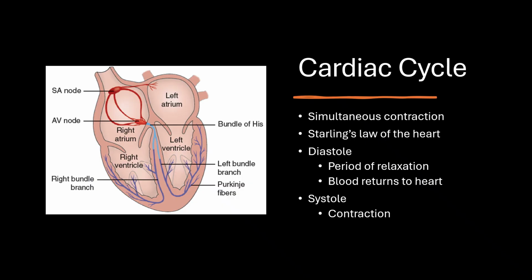Starling's law explains how the heart adjusts the amount of blood returning. According to Starling's law, the more the heart muscle is stretched by incoming blood, the stronger the contraction will be. The more the chambers are stretched by filling, the stronger they will contract. For example, like a rubber band snapping back harder when it is stretched farther. This law helps match the heart's output with the body's needs.